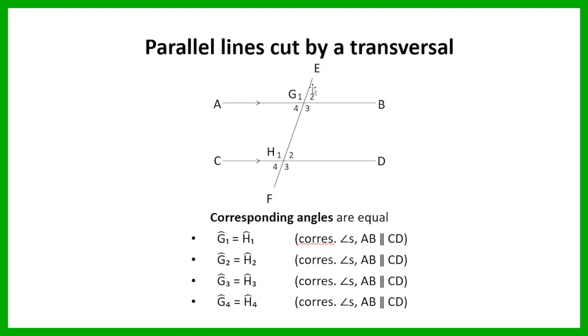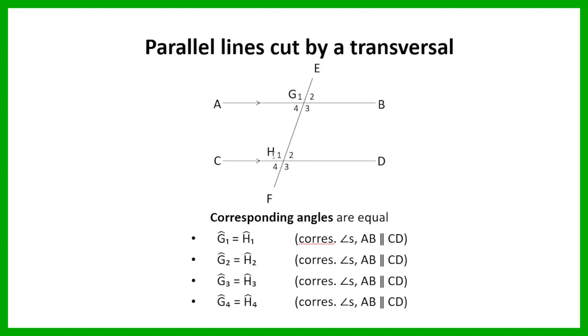So over here, remember, corresponding angles are the angles that are on the same side of the transversal as each other. So angle G1 and H1 are both on the left of the transversal. Angle G2 and H2 are both on the right of the transversal. G3 and H3 are both on the right of the transversal. And G4 and H4 are both on the left of the transversal. Also, they must be in matching positions or corresponding positions.